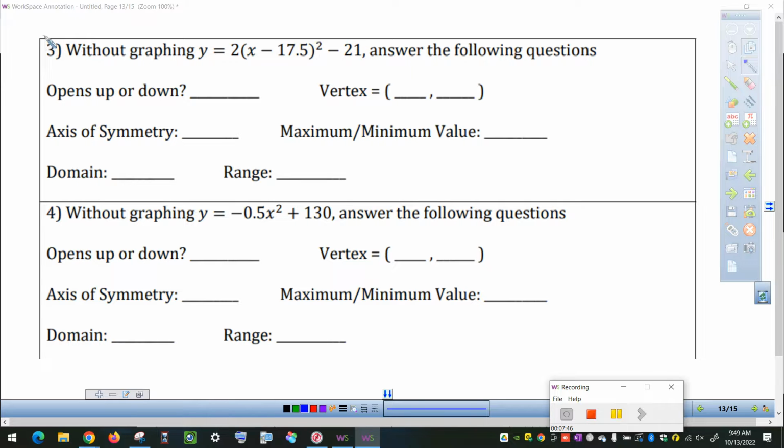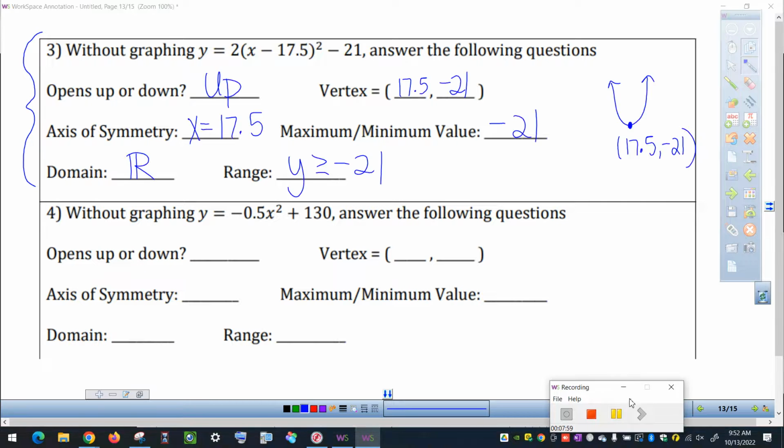All right, so without graphing, I would like you to try to answer number 3. So you have a new equation here, and I want to see if you can go ahead and fill in all 6 of those pieces. Come back together here and look at number 3. So because the 2 in front is positive, it's going to open up. Our vertex is positive 17.5, -21. Axis of symmetry, so it's always x equals the x value of the vertex.